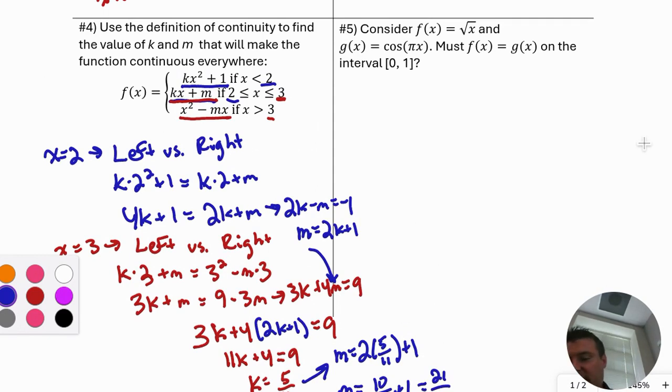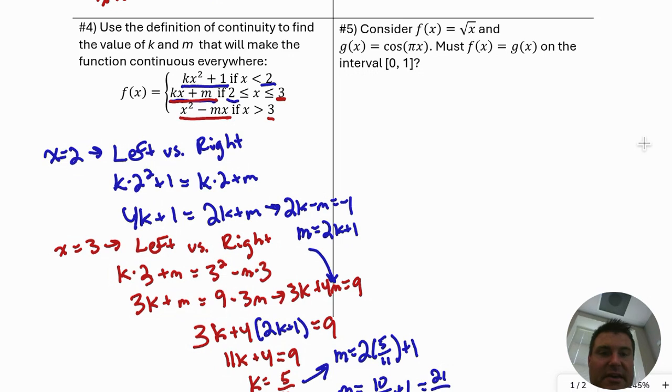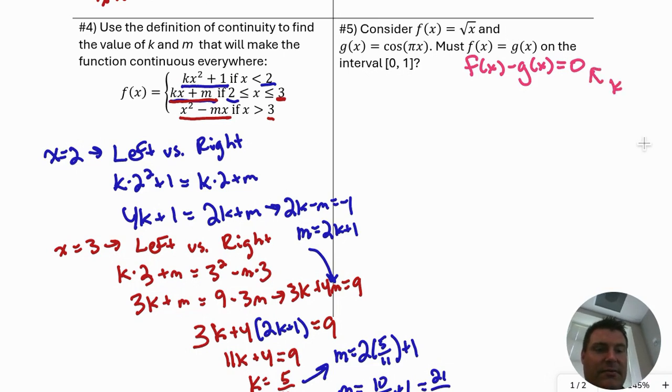All right, next one right here. Let's go ahead and consider f of x and g of x. So f of x is a square root function of x. G of x is cosine of pi x. Must f of x equal g of x on the interval from 0 to 1? So to consider this is going to be an IVT question. Okay, I'm actually going to look at f of x minus g of x. Set that equal to 0. That way, I'm going to use 0 as my k value. And I try to find this between 0 and 1.